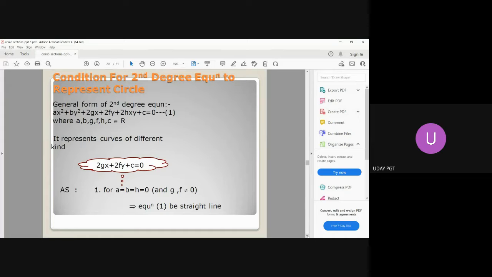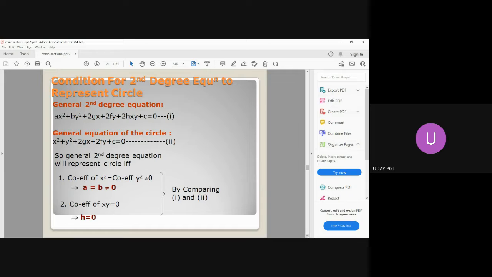Next, the condition for the second degree equation to represent a circle. The general form of the second degree equation in two variables is ax square plus by square plus 2gx plus 2fy plus 2hxy plus c equal to 0. It represents curves of different kinds. If a, b and h are equal to 0, the equation will be a straight line.